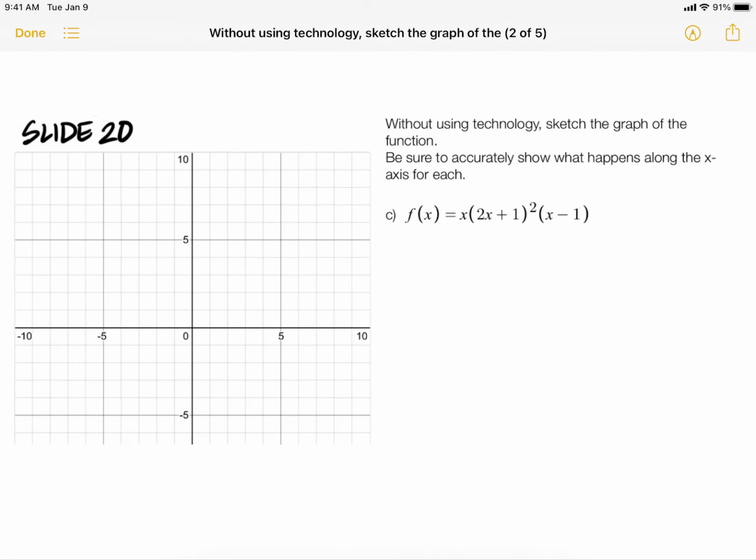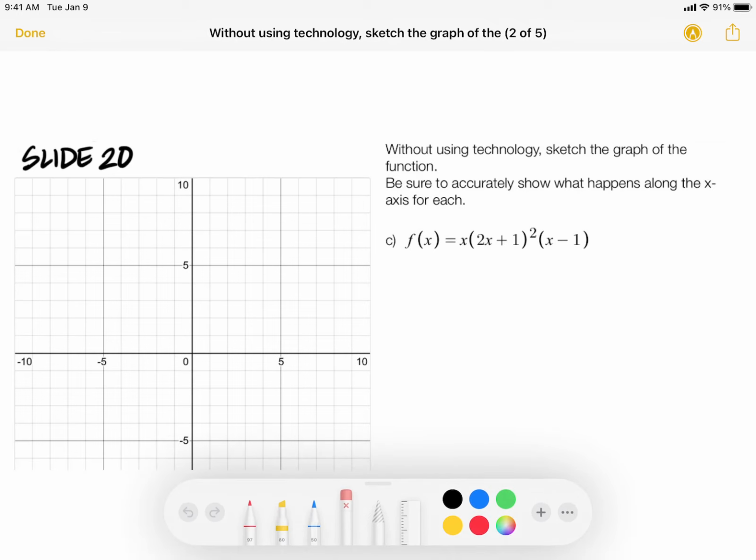Slide 20. Let's start by just tackling each individual piece of it. So right here, we have an x-intercept at x equals 0. So let's plot it. Right here, we have an x-intercept. This one's tricky, so I'm actually going to write it out.